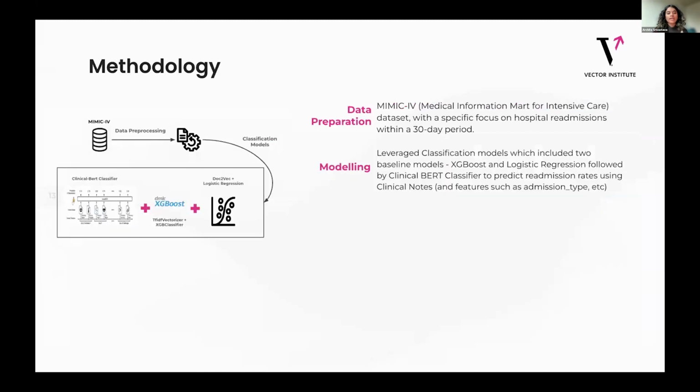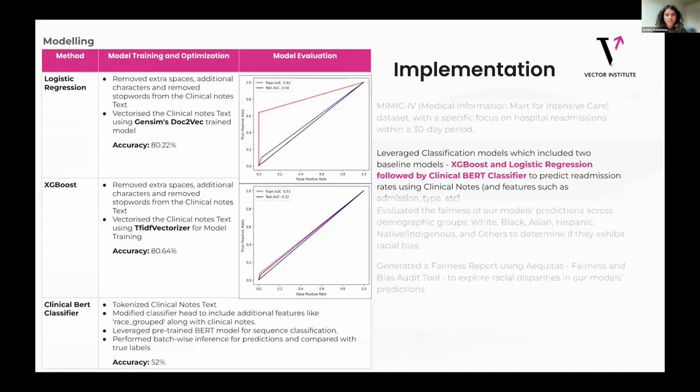Now, moving on, we then started our modeling, which was done by leveraging classification models, which included two baseline models, the XGBoost classifier and the logistic regression model. And then this was followed by a clinical BERT classifier to predict the readmission rate using clinical notes.